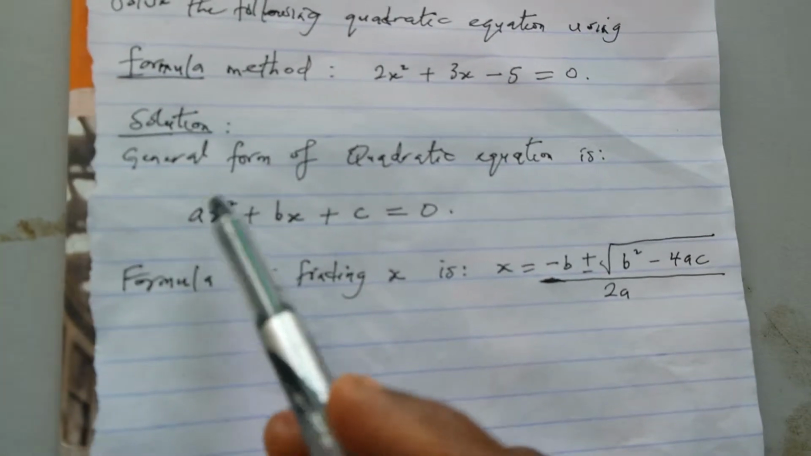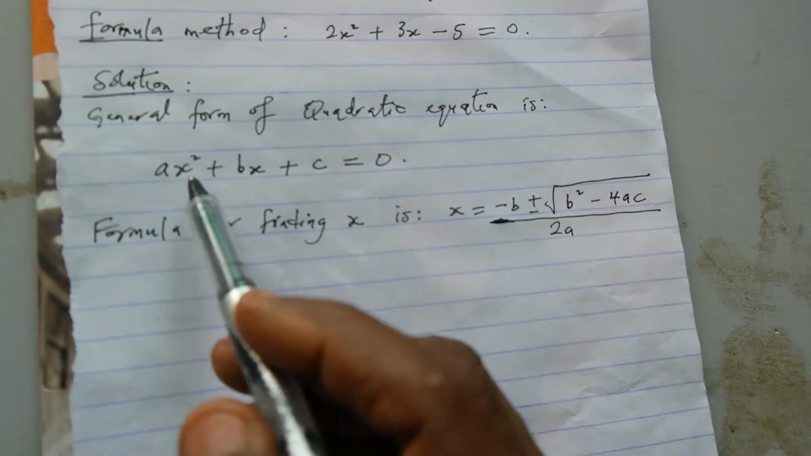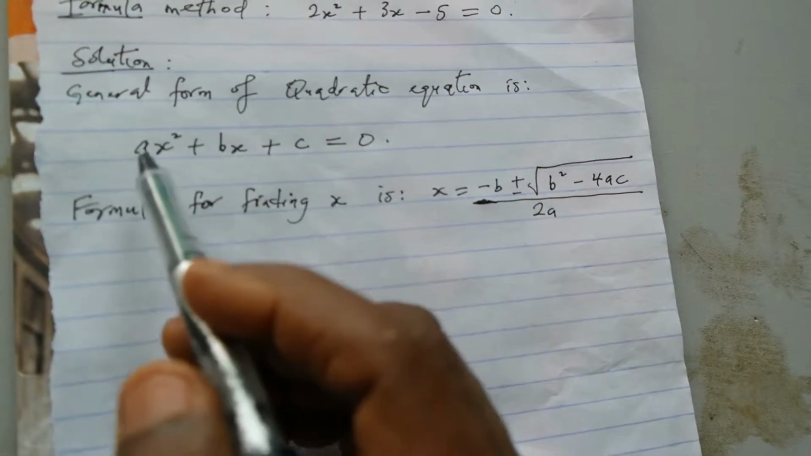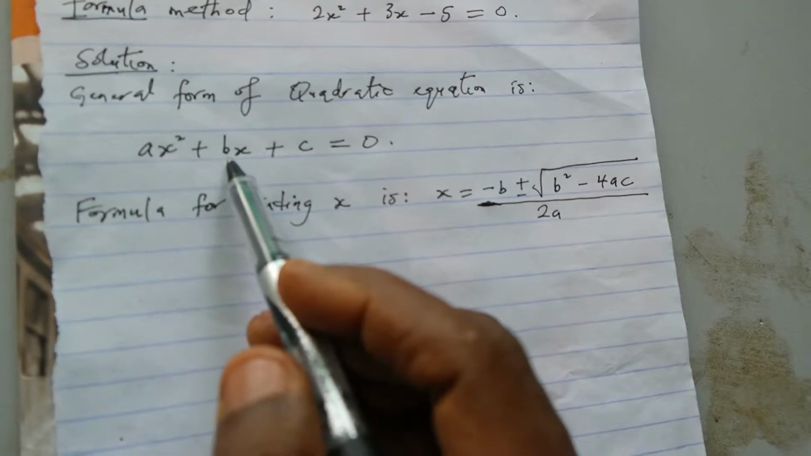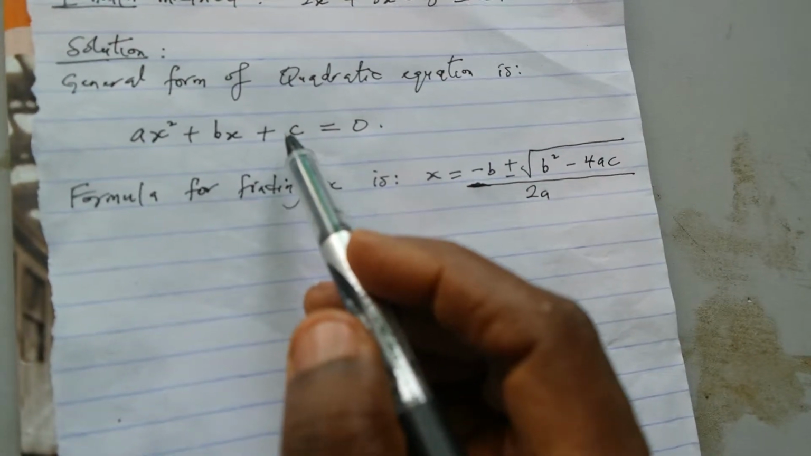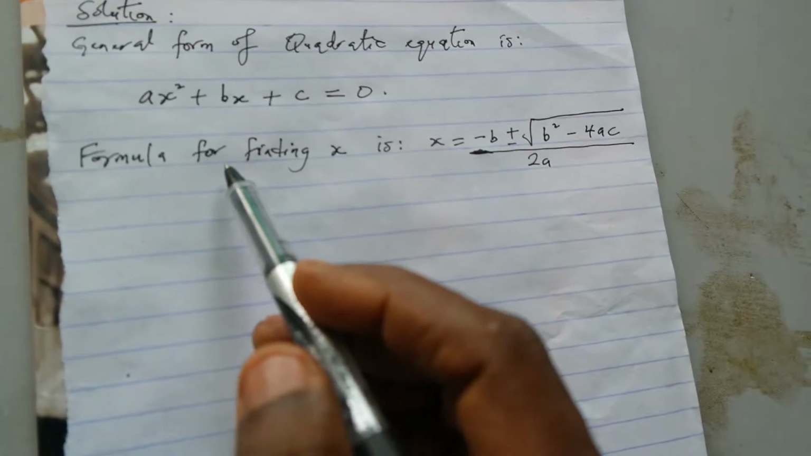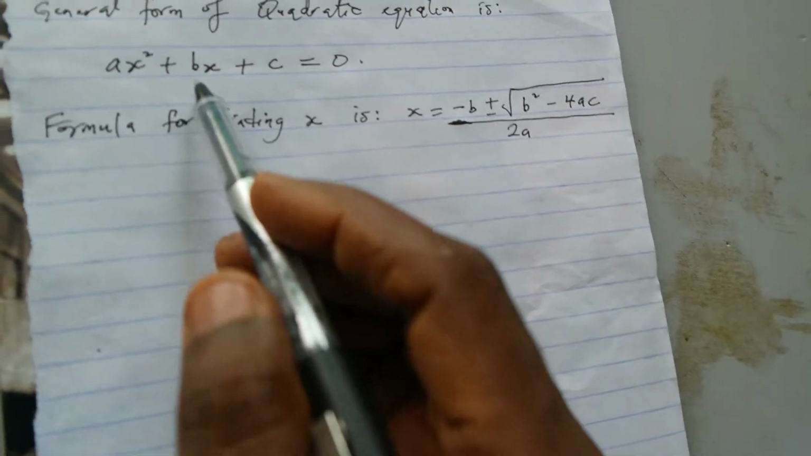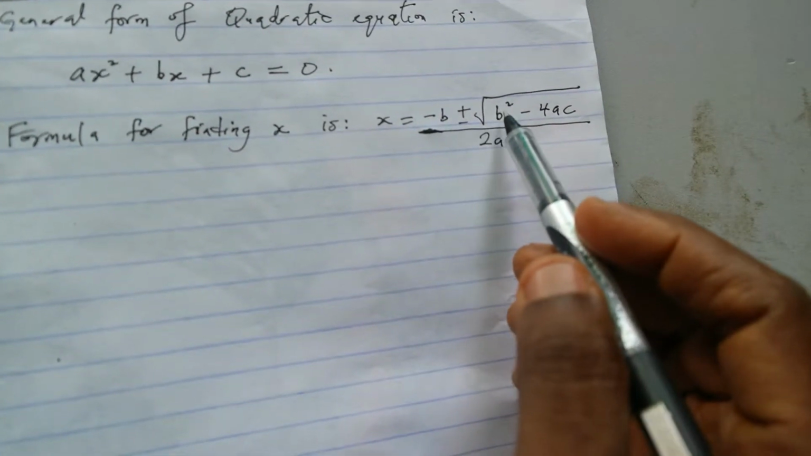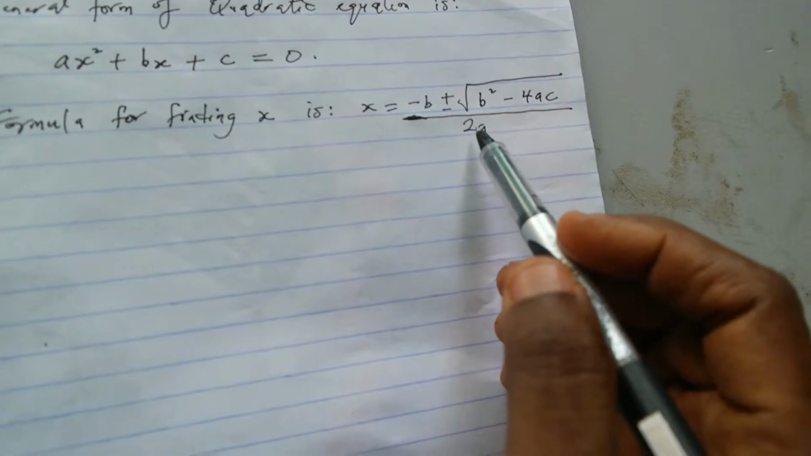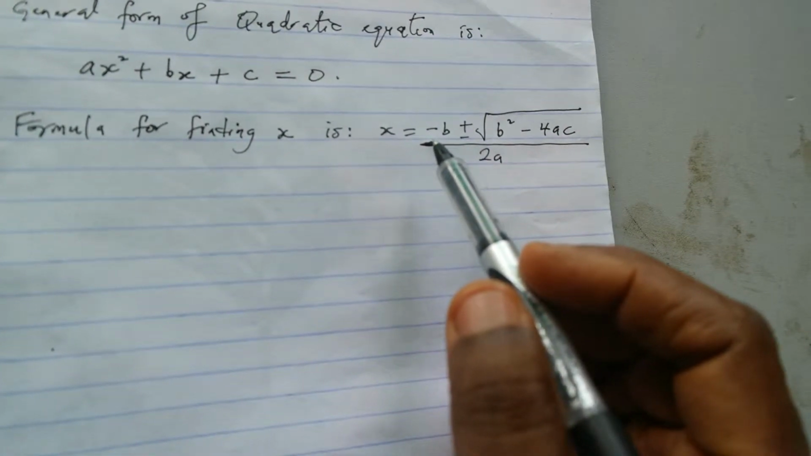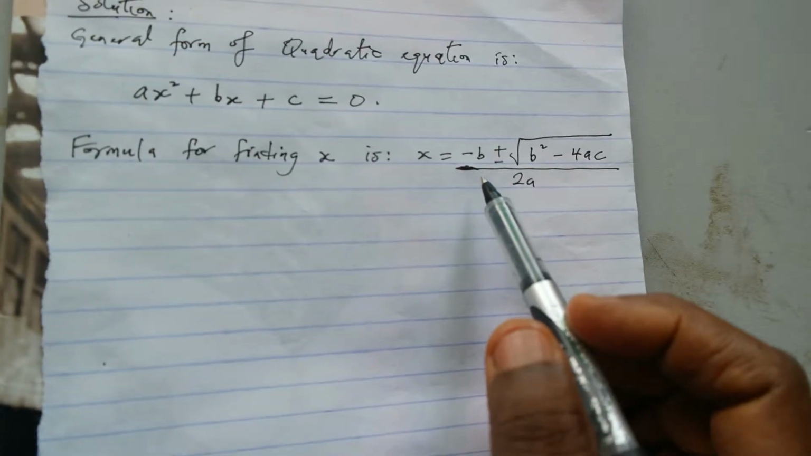Now, the general form of quadratic equation is this: ax squared plus bx plus c is equal to 0. a is the coefficient of x squared, b is the coefficient of x, and c is the constant in that quadratic equation. And the formula for finding the values of x says x is equal to minus b plus or minus square root of b squared minus 4ac over 2a. So this is the formula here. Sometimes students refer to this formula as the almighty formula.